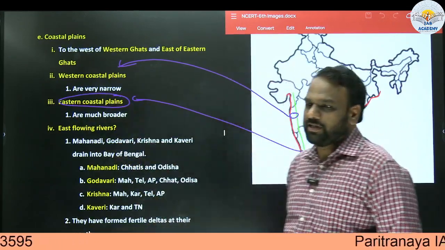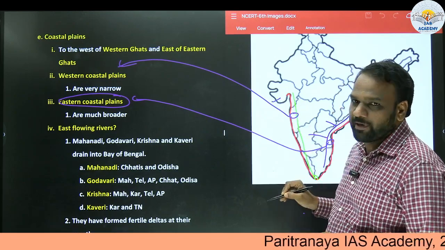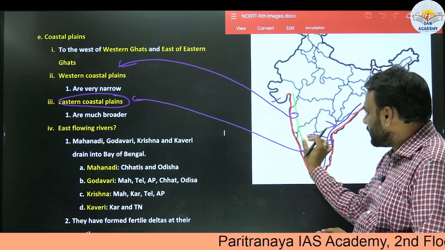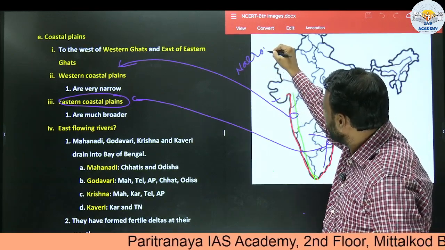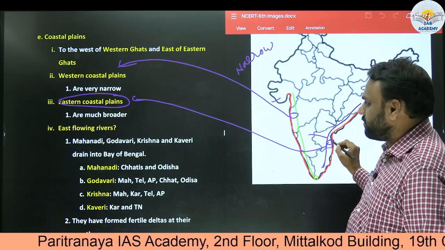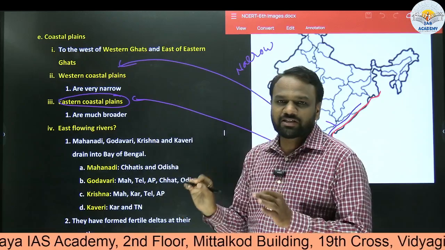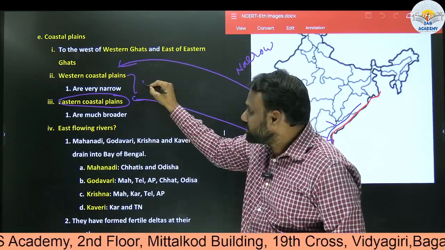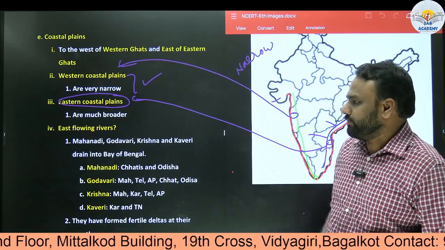Now, which one is narrower, Western Coastal Plains or Eastern Coastal Plains? Here we will get to know that the space here is very narrow, whereas compared to this, it is broader. So Eastern Coastal Plains are broader compared to Western Coastal Plains. Even this point is very important from exam point of view.